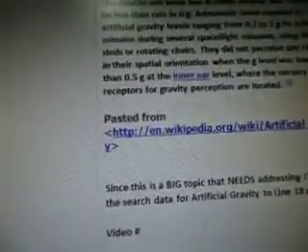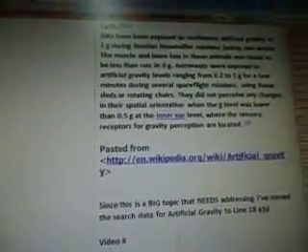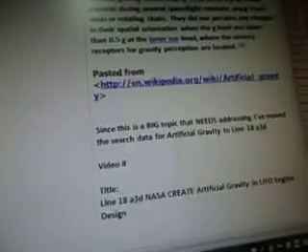Now we know why aliens have those little things sticking out of their heads. That's for their gravity perceptors. That's my own little joke.